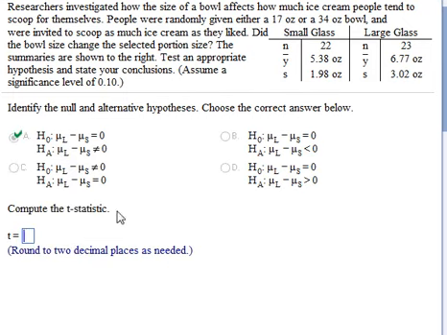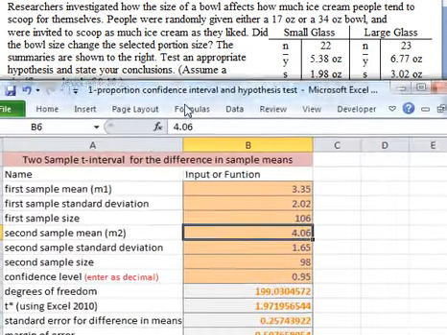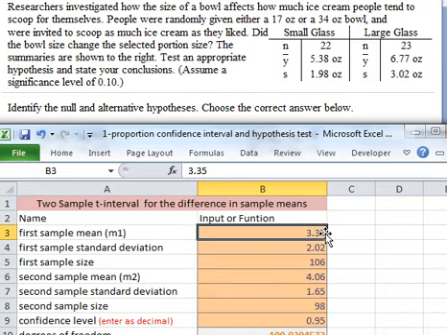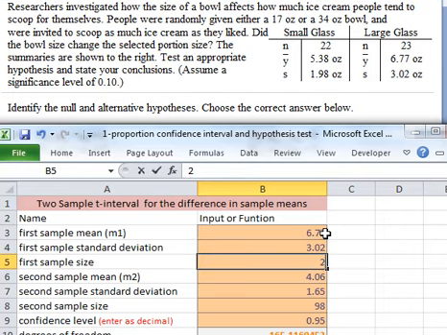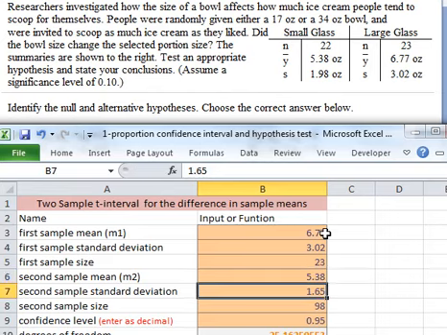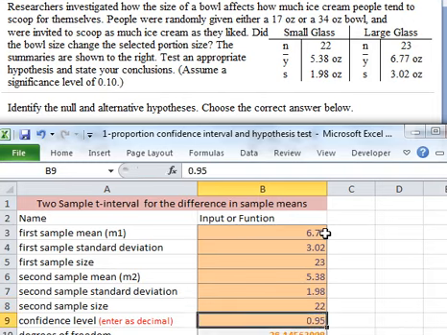And now we'll compute the t statistic. So we're going to go into our Excel spreadsheet that only works in Excel 2010. And we'll put in the first mean. We wanted to do large minus small. So the first mean is 6.77, the standard deviation is 3.02, and the sample size is 23. The second sample mean is 5.38, the second sample standard deviation is 1.98, and the second sample size is 22.